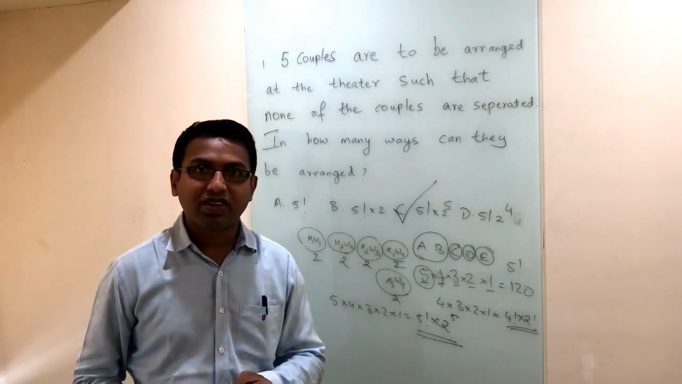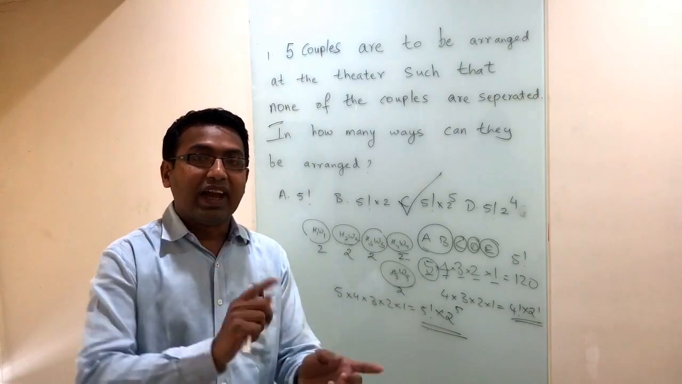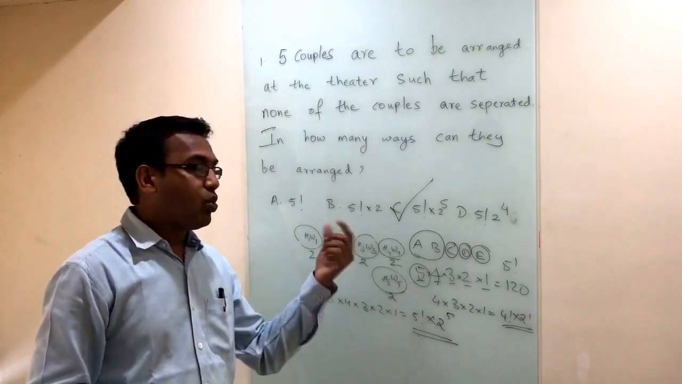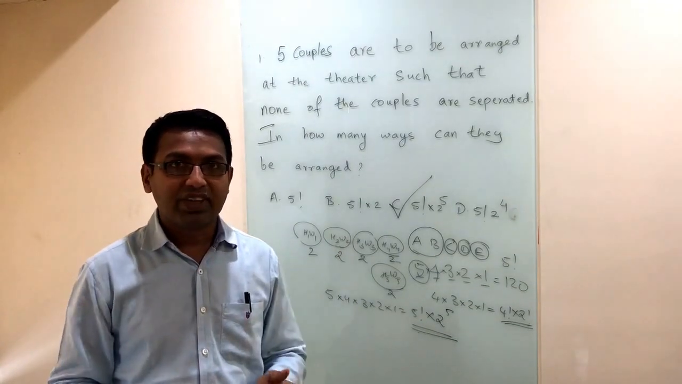This is a common concept on the test, people sitting together. And there is another concept where people are not together. To do that, just simply total minus together is the way to find that out.